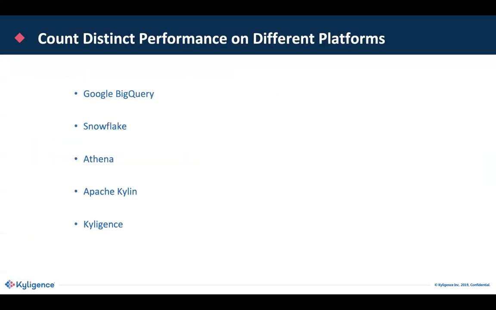You may still not believe it. So let's take a look at the performance of the current mainstream query engines, how they perform distinct queries on large amounts of data. We choose Google BigQuery, Snowflake, AWS Athena, and Kyligence as the comparison. We will use the same data source for testing, which is TPC-H 1000. It is a popular benchmark dataset in the big data area. Okay, let's take a look at this demo.